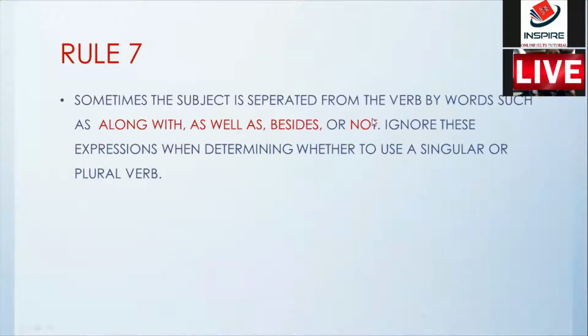So the seventh rule: sometimes the subject is separated from the verb by words such as along with, as well as, besides, or not. Ignore these expressions when determining whether to use a singular or plural verb. What we need to do is just ignore these expressions. We just need to look at the subject in order to write the verb.